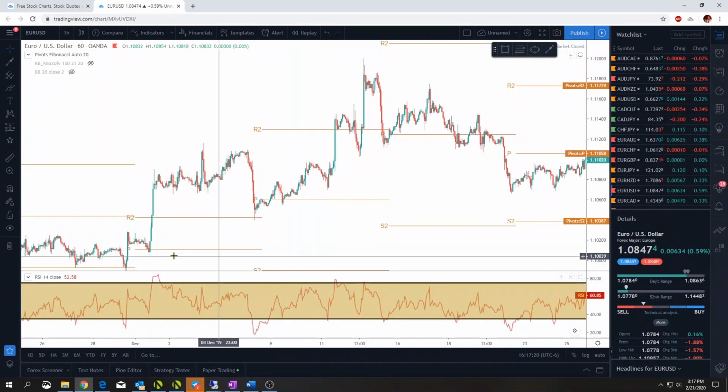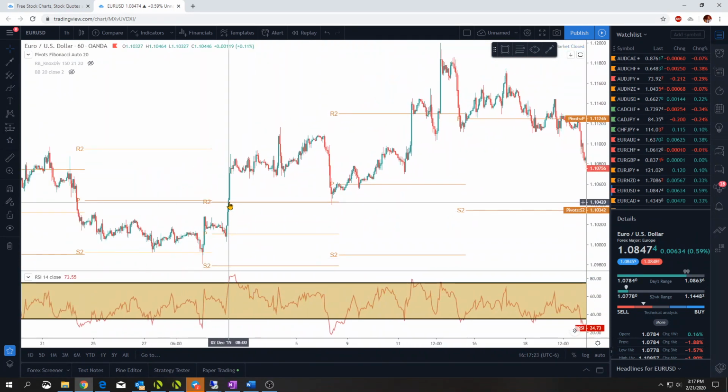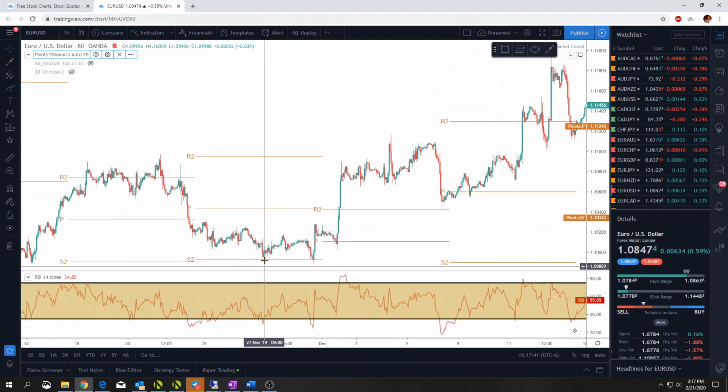Okay, let's keep going. R2, damn it. I'm going to call that one a loser. But it did come back. So if you endured this pain and waited, you took this opportunity to get out. You got out. But we're going to call this one a loss. S2, right? S2, you bought right here, shook you out.